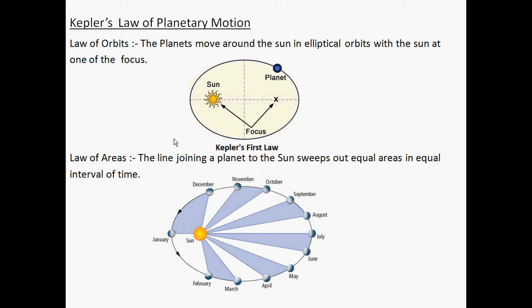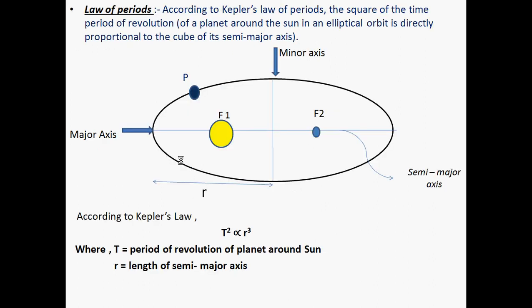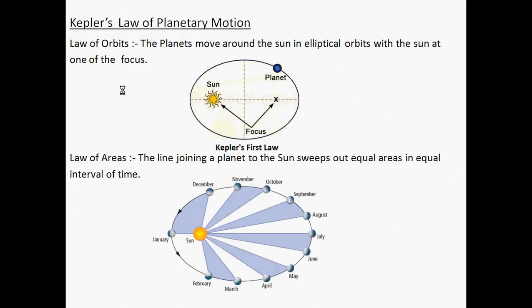Similarly, before Newton discovered the inverse square law, that is, the force of attraction between two bodies is inversely proportional to the square of the distance between them, a very intelligent astronomer, Johannes Kepler, between 1571 and 1630, derived three laws based on the orbit along which the planets revolve around the sun, the area they cover, and the law of periods. So we're going to learn about the law of orbits.